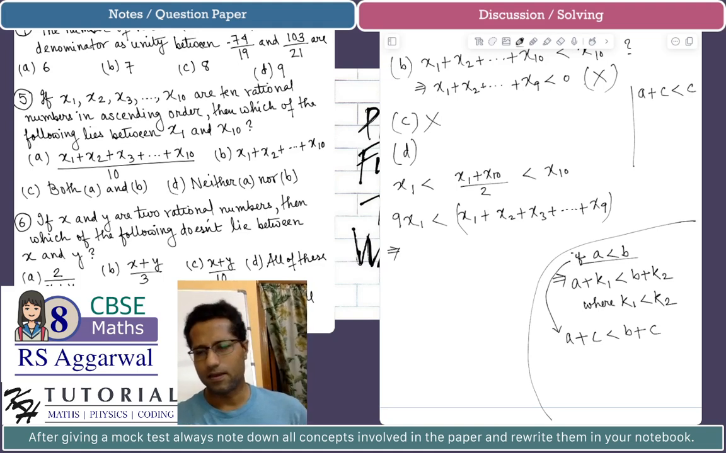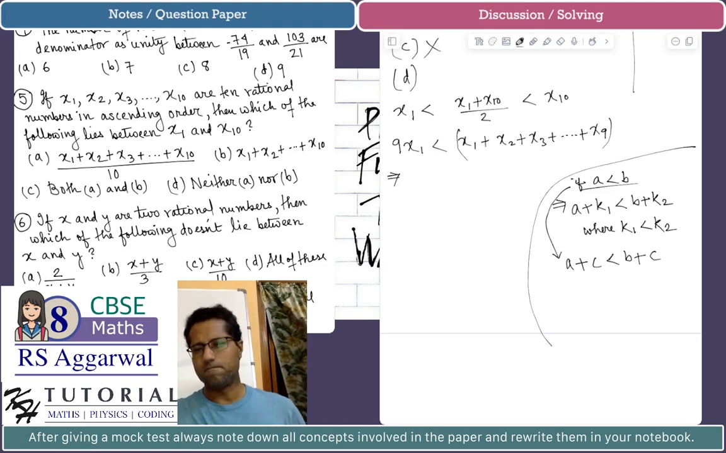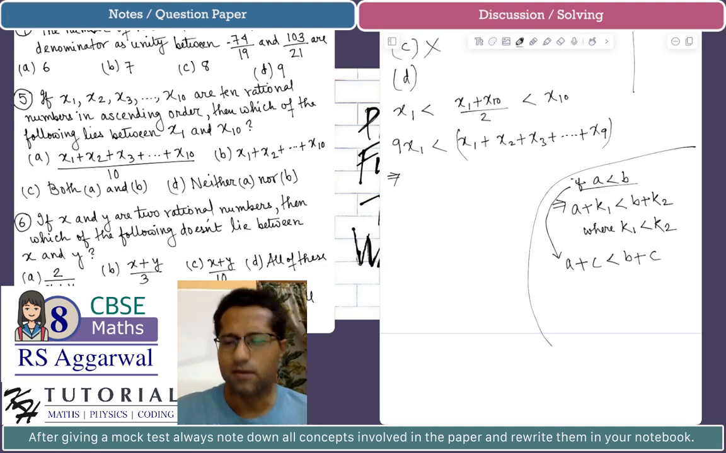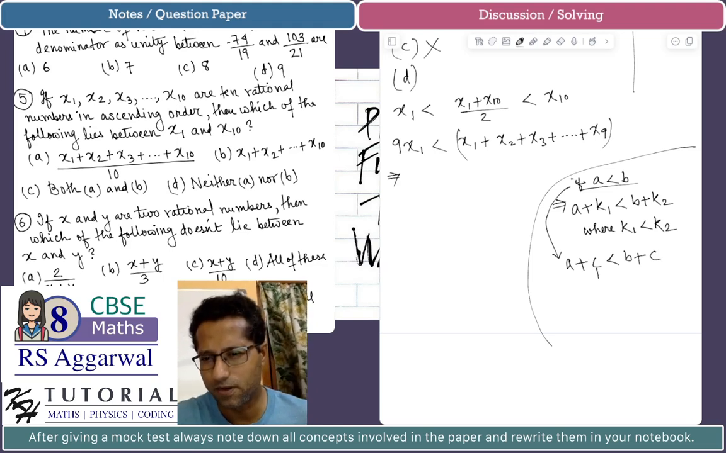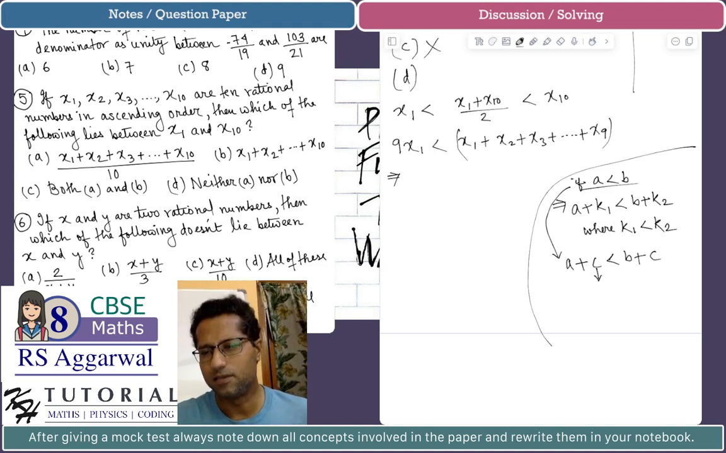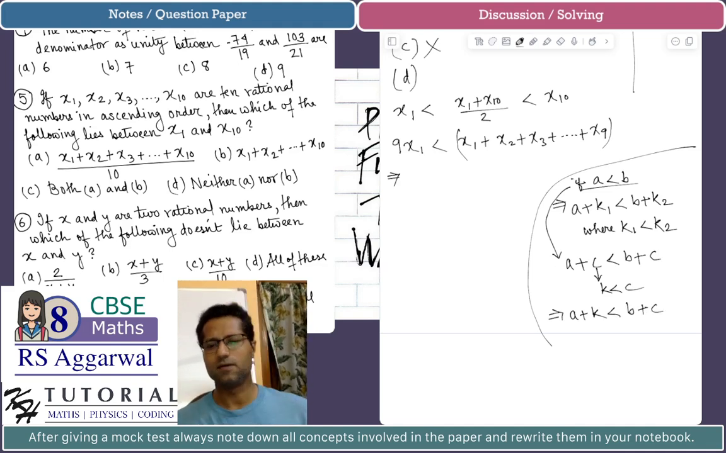Now, don't you think that if we are adding the same constant c on both sides, we are getting a plus c less than b plus c? Now, don't you think that a plus c is already less than b plus c? If I replace c with another number k which is less than c, this will also imply that a plus k will be less than b plus c. Don't you think it will be? If I replace the c on the left hand side with k, where k is less than c, then obviously we will have a plus k less than b plus c.